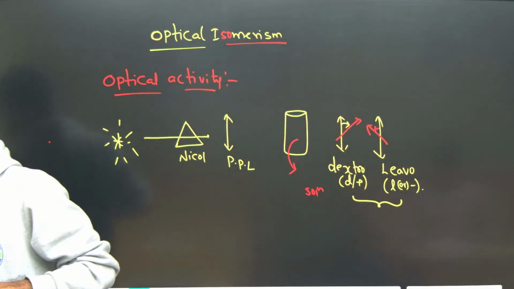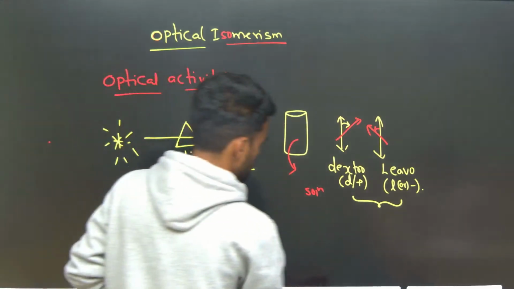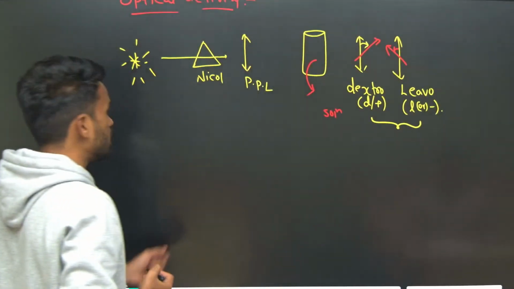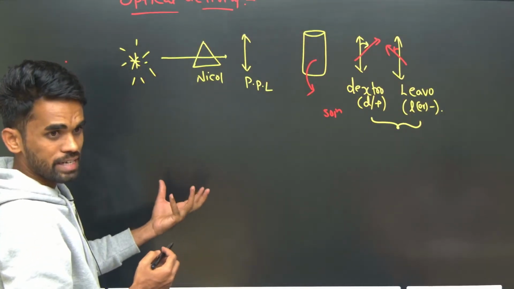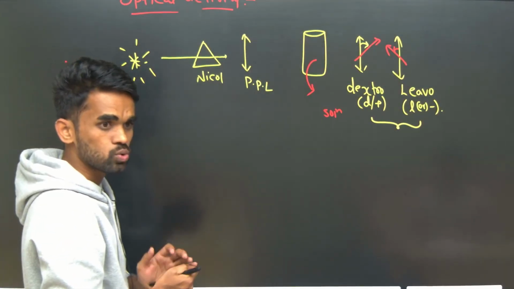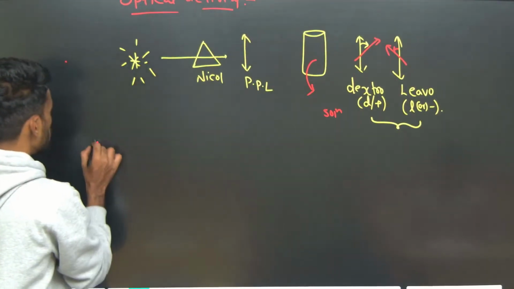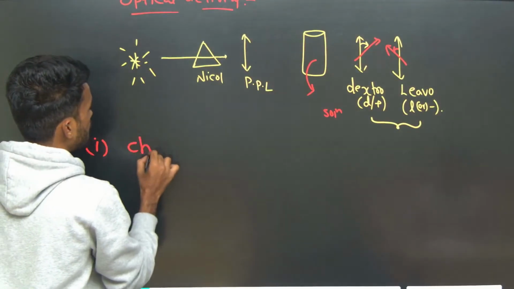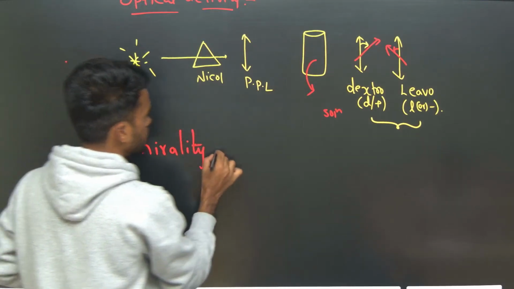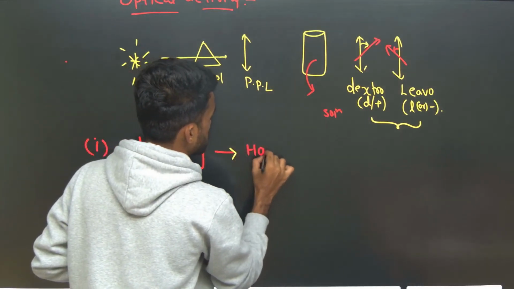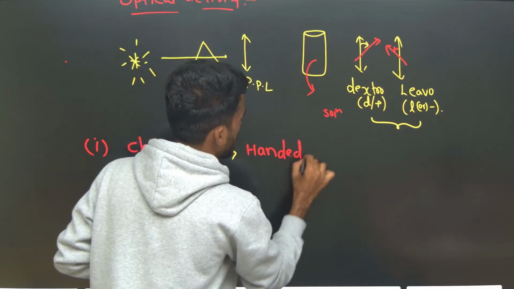Next, how can we identify optically active compounds by looking at the compound itself, in a theoretical way? Yes, we have some ways to do that. First, the compound should contain chirality. Chirality means, in simple words, handedness.